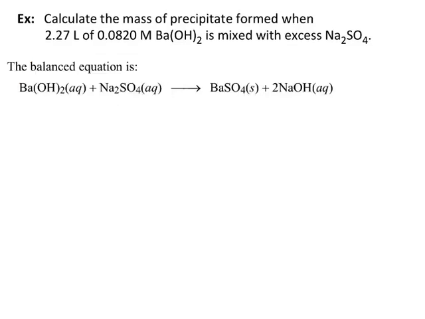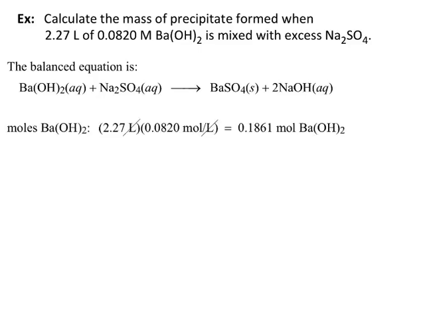And here the balanced equation is rewritten. So we need to take our starting components, the 2.27 liters of 0.0820 molar barium hydroxide, and we need to find how many moles of barium hydroxide we start with. So again, this is the step that's analogous to taking grams and converting it to moles before you use the mole ratio from the equation. So here we take the volume of the solution, multiply it by the concentration, make sure that our liters cancel, and we're left with the number of moles of barium hydroxide in the starting material.